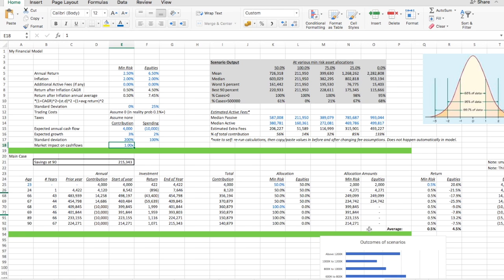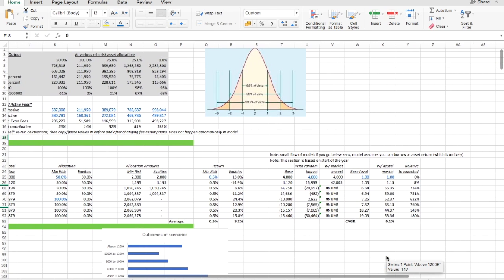So this is basically saying, let's say 1. So whatever the market did, and in this instance let's just make it 0, in the case of spending, that there's no market impact on our spending.